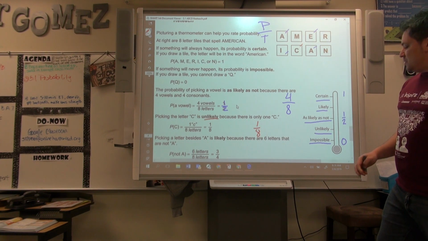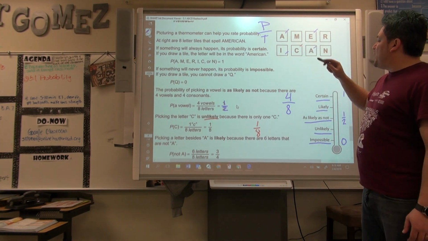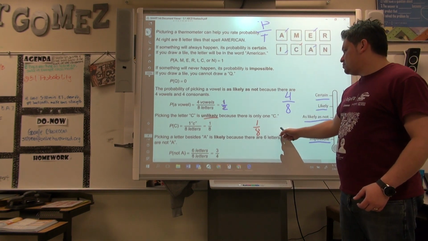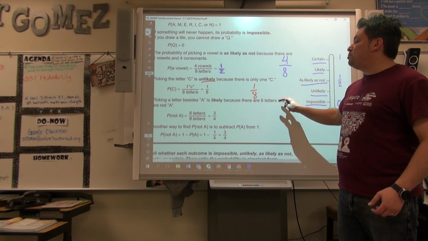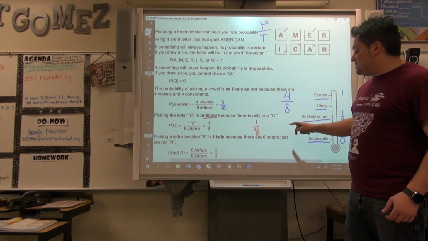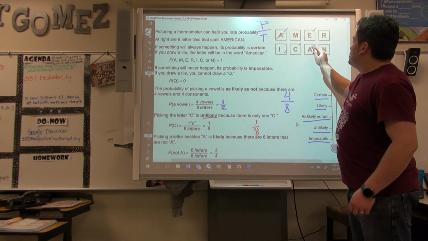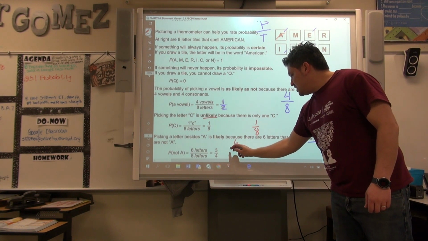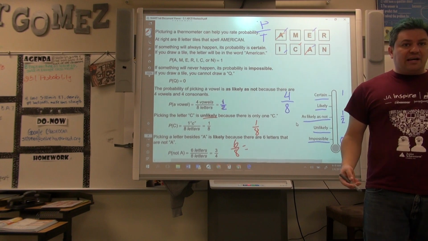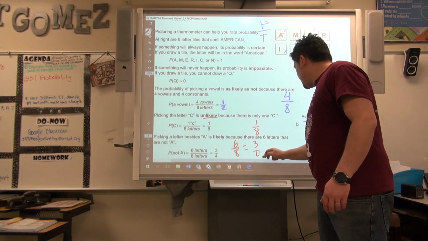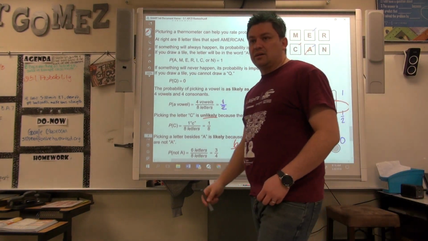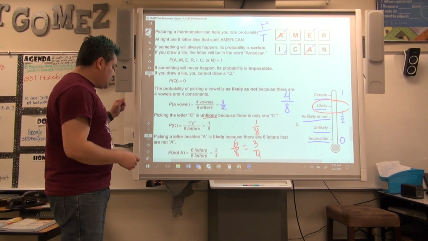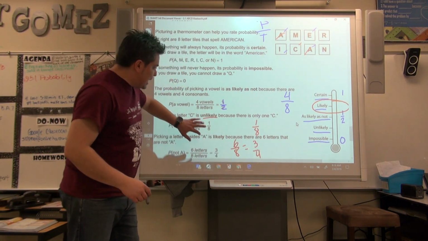So picking a letter A. Let's look at letter A. How many A's do we have? 2 out of 8. Okay, it says picking a letter besides A. So how many are those? We have 1, 2, 3, 4, 5, 6, right? So it's gonna be 6 out of 8. When you simplify 6/8, you get 3/4, and that's gonna be somewhere over here, likely. So it's gonna be close to 1, and that's what you're gonna be seeing on the assignments. And then the last, I think it's the last one right here.